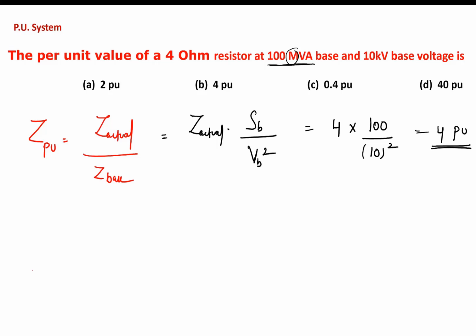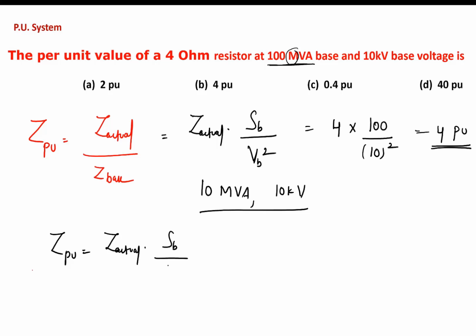Suppose if he asks you to compute on a base of 10 MVA and 10 kV. Some other question, the same 4 ohm resistor, now the base value is this one. Then what will be the per unit value? Z per unit again is given by Z actual into S base divided by VB square. So 4 into, S base is 10, V base is 10 square. So in this case, this value will become 0.4.